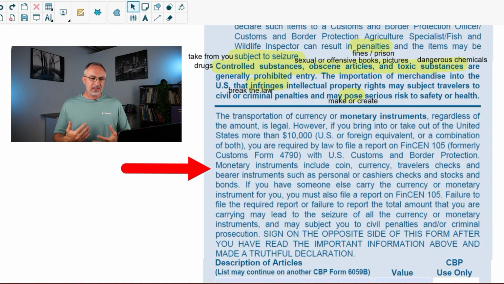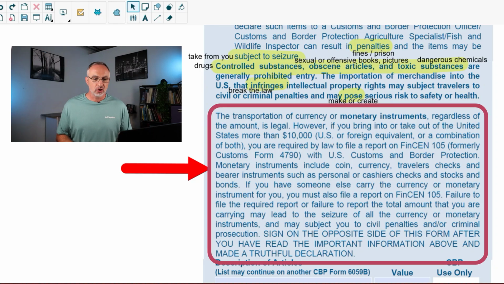Now we have, the next part is a repeat of the front page where we had to talk a little bit about the things we're bringing into the country and how much they're worth or the money we're bringing into the country. And so it starts. The transportation of currency or monetary instruments, regardless of the amount, is legal, right? So you can bring as much money into the country as you like.